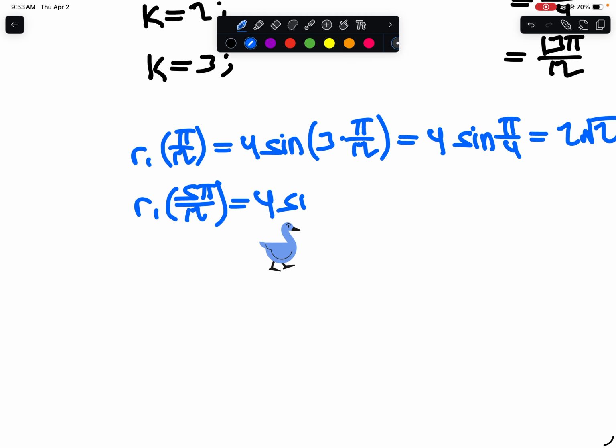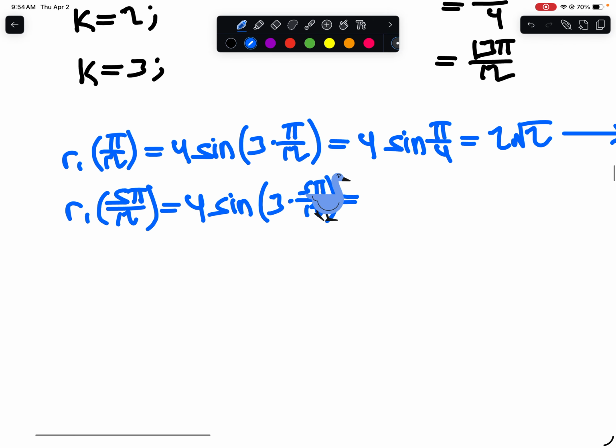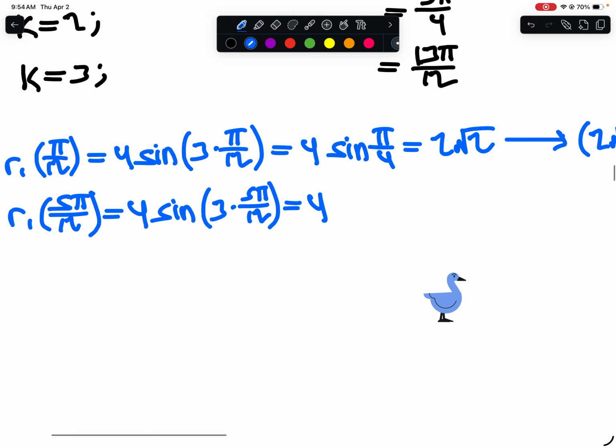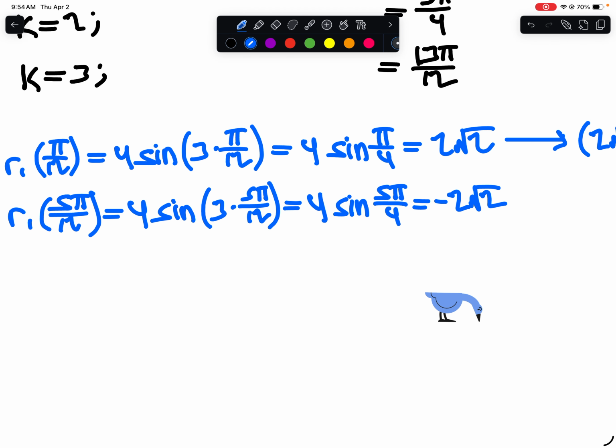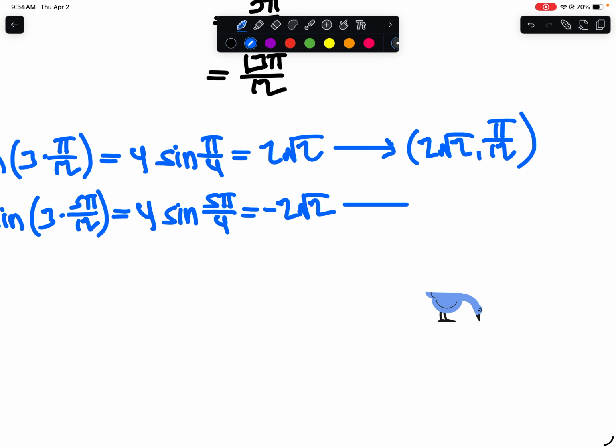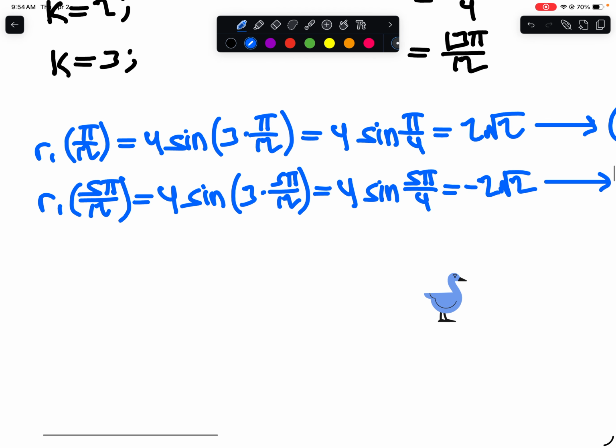So 4 times sine of 3 times 5 pi over 12. So that's going to give me 4 times sine, so that'd be 15 pi over 12 divided by 3. That's 5 pi over 4. So that's going to be negative 2 root 2, since sine is negative in quadrant 3. So that's going to be negative 2 root 2 in the direction of 5 pi over 12.